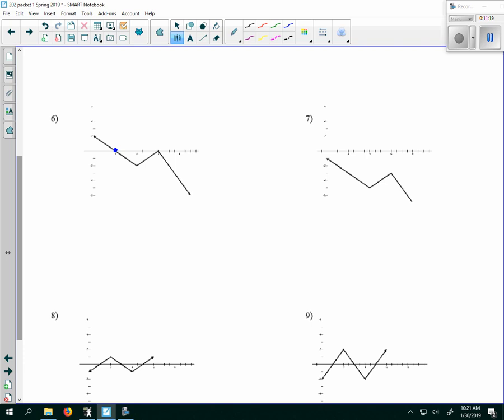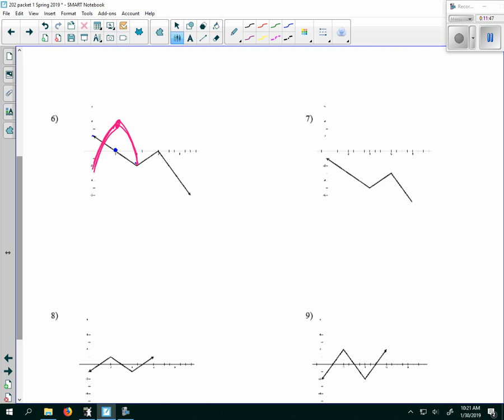F prime is always decreasing on this first interval, which means it's concave down. So I'm going to have something that looks like that. Okay. So I've got a max here because f prime went from positive to negative. So f goes from increasing to decreasing, and all of it is concave down.